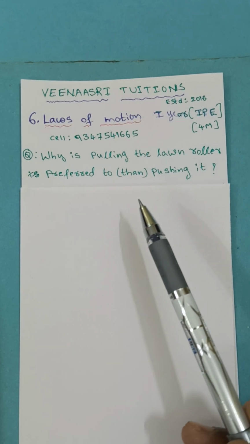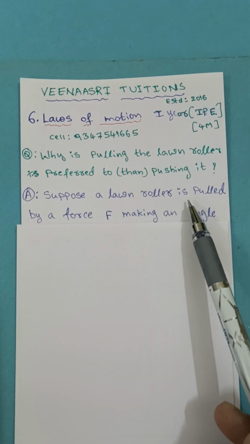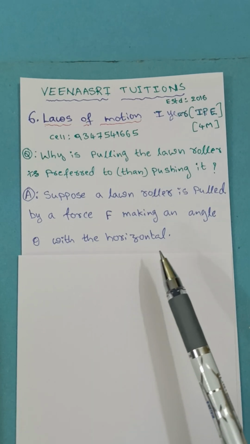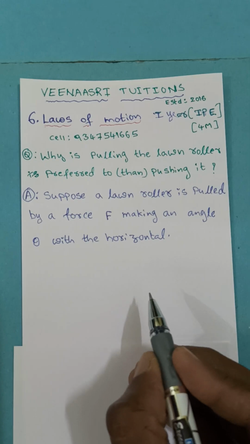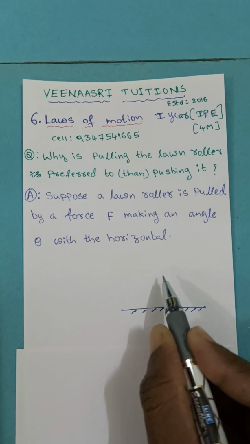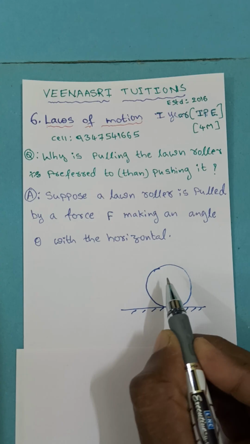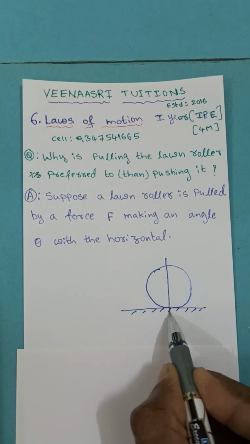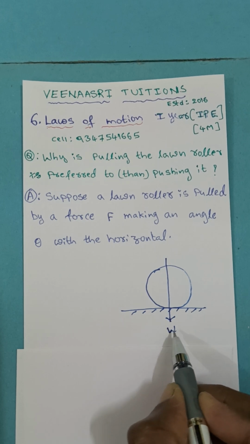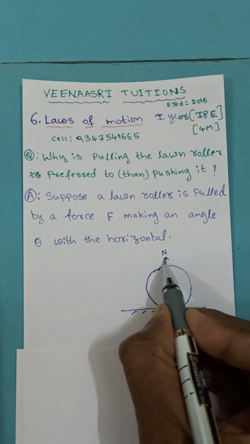First theory, and afterwards we explain the diagram. Suppose a lawn roller is pulled by a force capital F making an angle theta with the horizontal. See here, it is the ground. The shape of the lawn roller is a sphere. Now, it is the y-axis. The weight of the lawn roller acts downwards as capital W. The normal force acts in the upward direction, capital N.